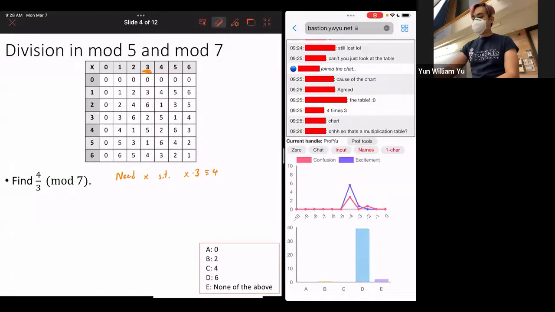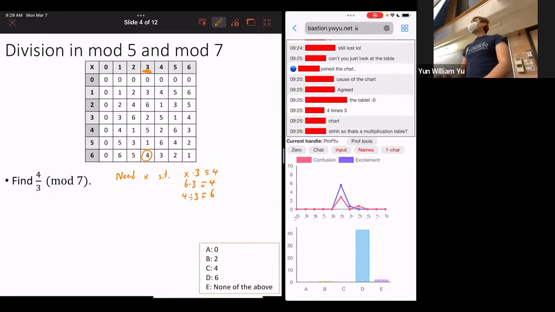So what that means is that 3 times 6 is equal to 4, or 6 times 3 is equivalent to 4. And therefore, we know that 4 divided by 3 is equivalent to 6. Because all we're doing is reversing multiplication. It's just harder now because you can't use the ordinary multiplication and division tables that you know from grade school. You have to use these weird multiplication tables and understand that you're reversing it.